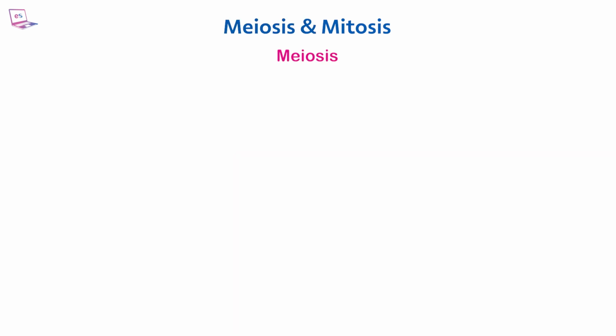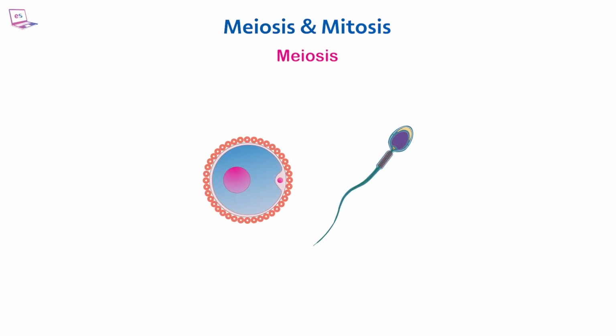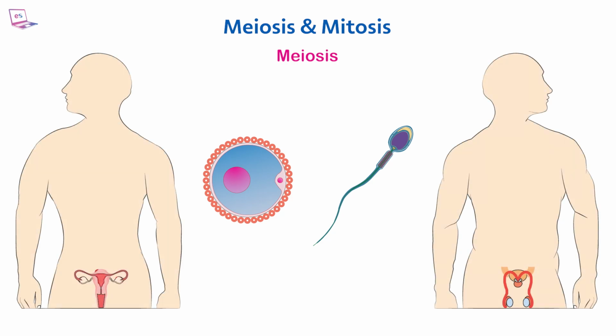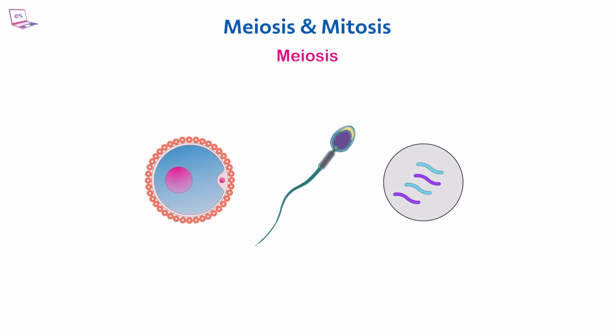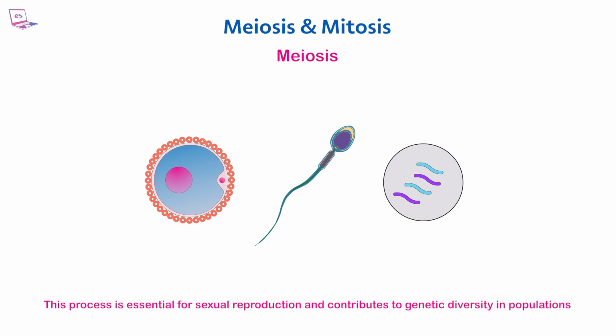Meiosis. Sexual reproduction involves the fusion of gametes, which are specialized sex cells produced by the male and female reproductive systems. In males, sperm cells are produced in the testes through a process called spermatogenesis, and in females, egg cells are produced in the ovaries through a process called oogenesis. Unlike normal cells, gametes only contain half the genetic material of the parent cell and are therefore called haploid cells. Each haploid cell is genetically distinct from the parent cell that gave rise to it. This process is essential for sexual reproduction and contributes to genetic diversity in populations.